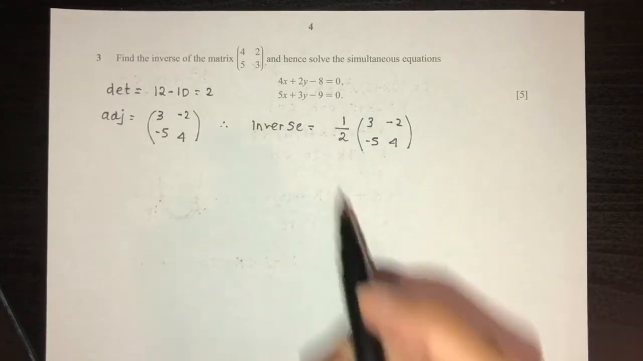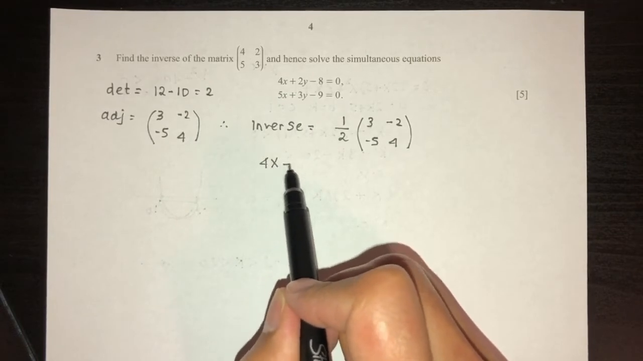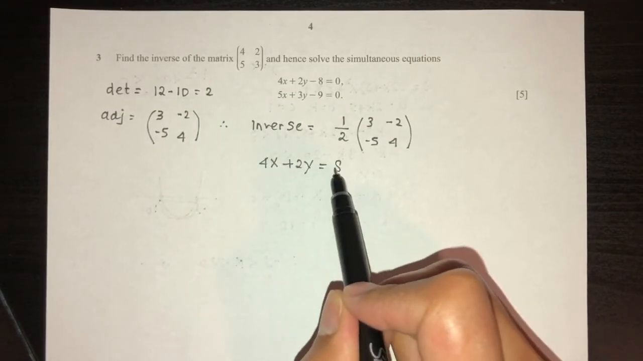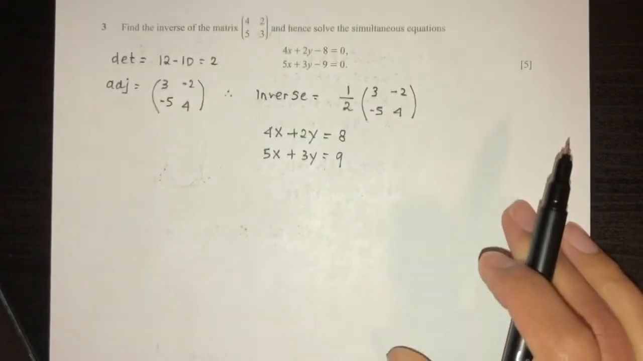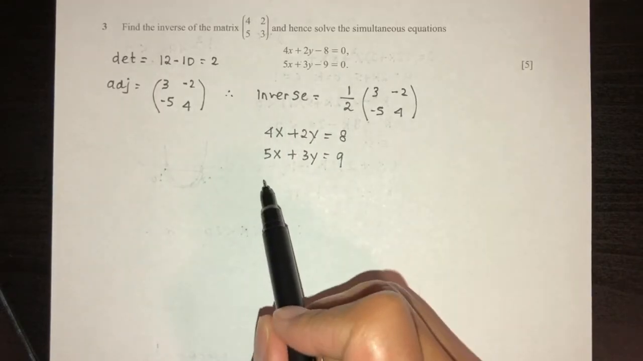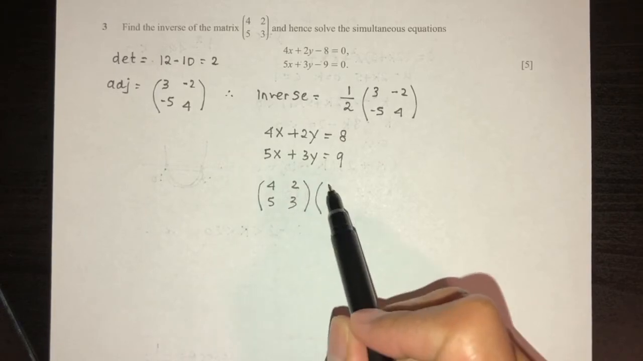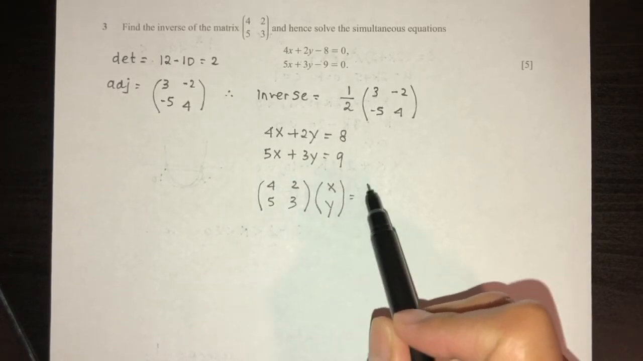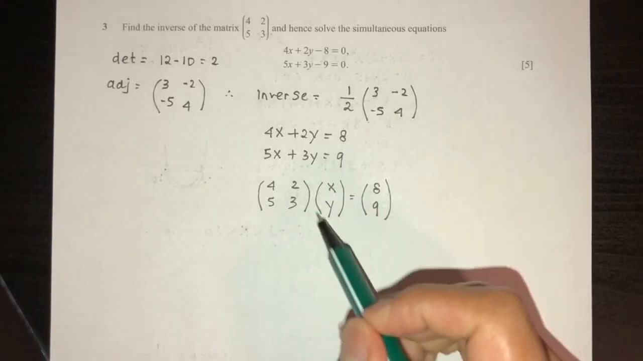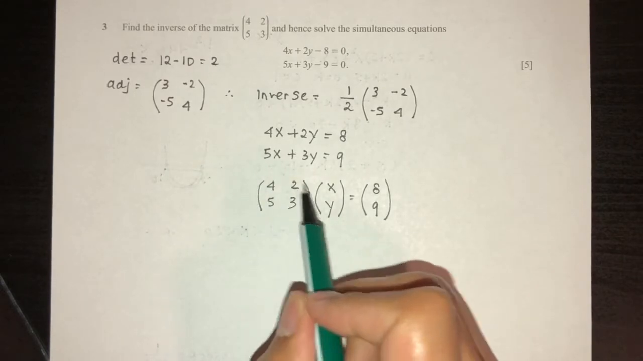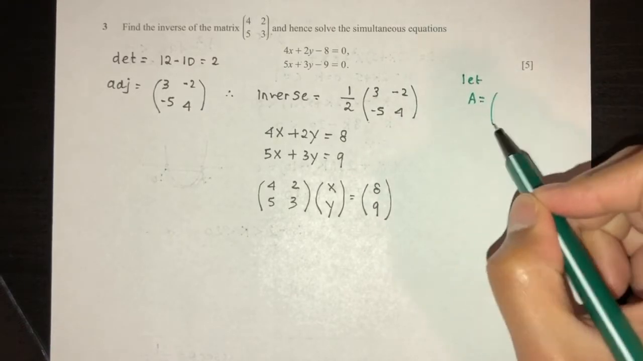Now we have to solve this, so let's send these values to the right hand side. You will have 4x plus 2y equal to 8 and 5x plus 3y equal to 9. If you express this in terms of a matrix, it will look like 4, 5, 2, 3 times x, y equal to 8, 9. Now to find these values, we have to eliminate this one. So to eliminate this, first let A equal to this matrix.